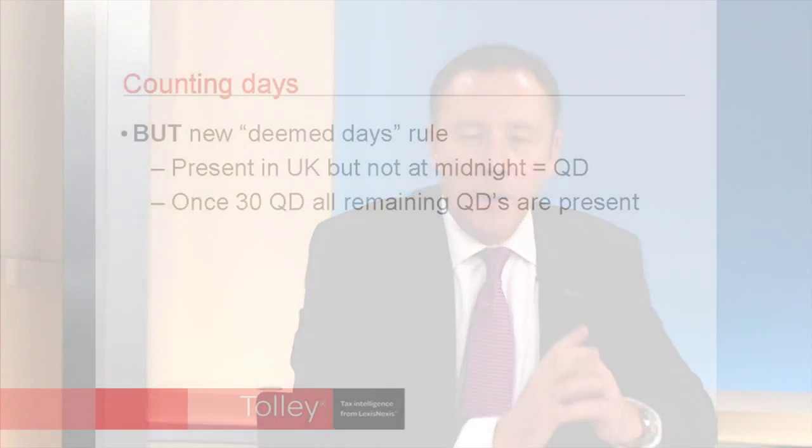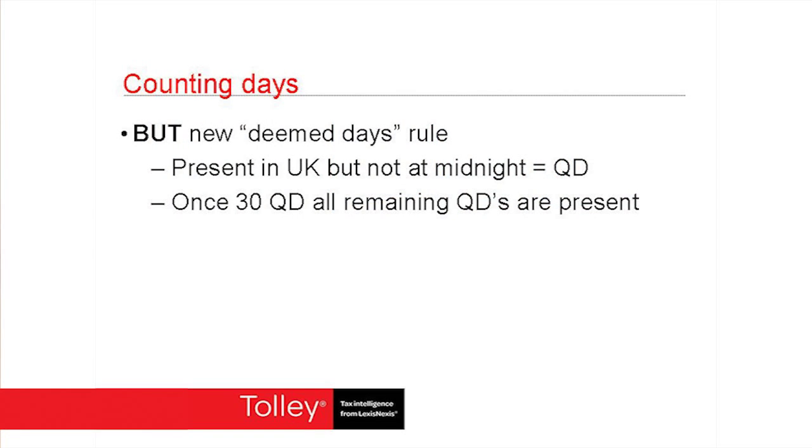So the rules are quite complicated. You're looking at your ties and you're counting your days. So just briefly on counting the days, there is just one extra rule that we all ought to be aware of, and that's on how we actually count those days. And the rule is where you are at midnight at the end of the day.